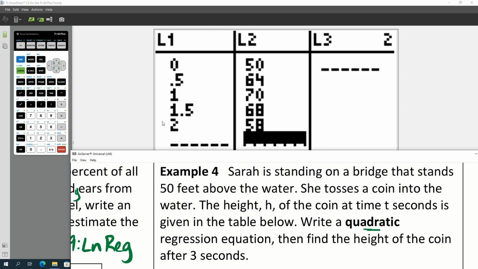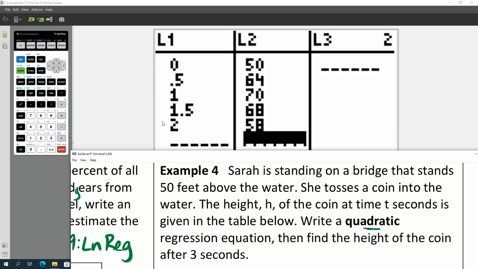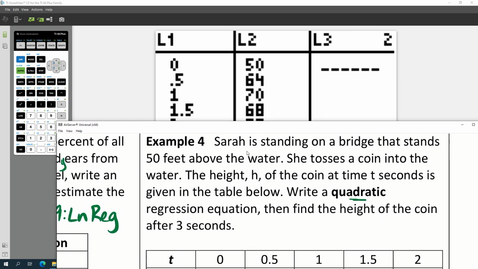Okay, so this one, Sarah is standing on a bridge that stands 50 feet above the water. She tosses a coin into the water. The height, which is H, which is list 2, and the seconds, which is list 1, are given in the table. We're going to do quadratic regression. So that's our data. And then we're going to find the height after 3 seconds.